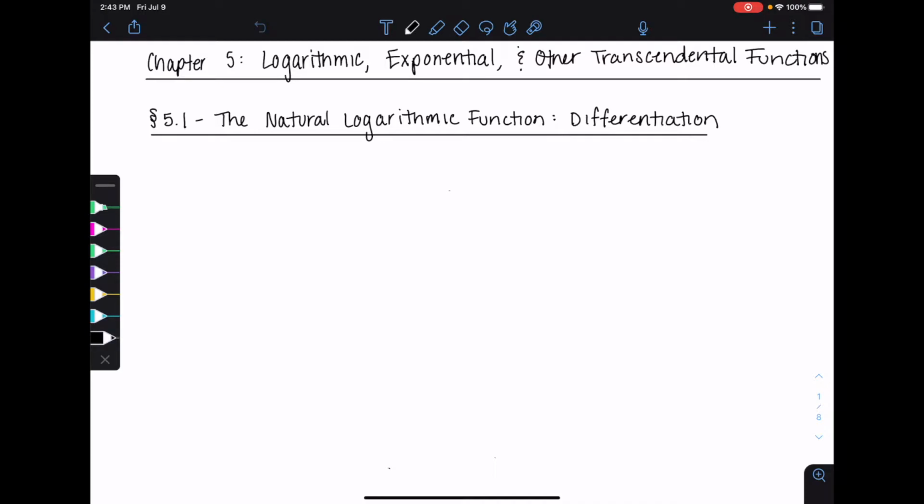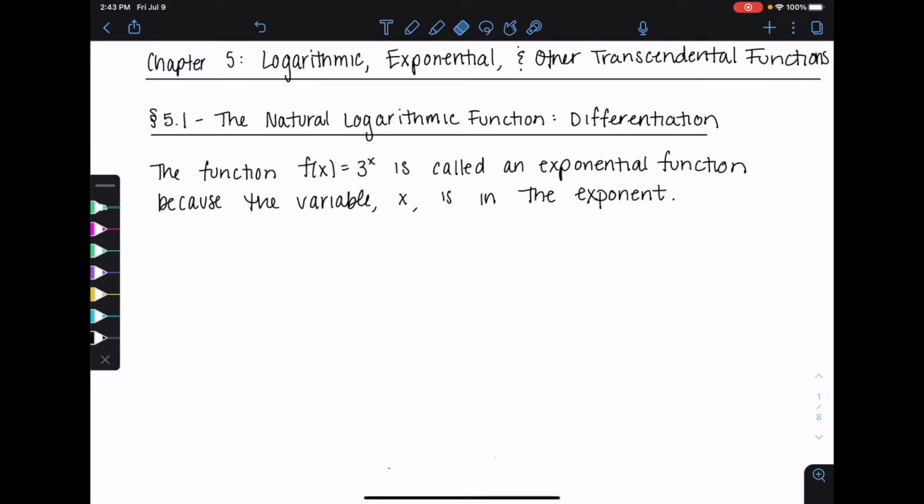Now I am going to go a little bit astray from the book. It doesn't talk about inverse functions until section 5.3, but you have dealt with these in both your college algebra and pre-calculus courses, so I know you've seen most of this material, and I'm going to use that to our advantage to show you where stuff comes from. So we're going to begin by going through the natural logarithmic function, and we're going to start just with differentiation.